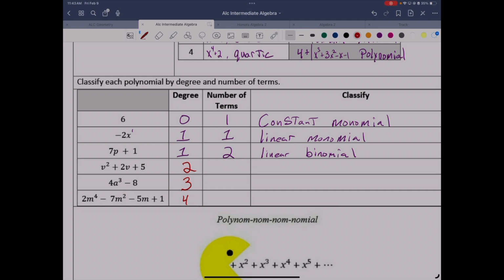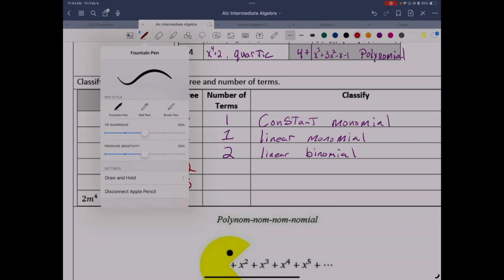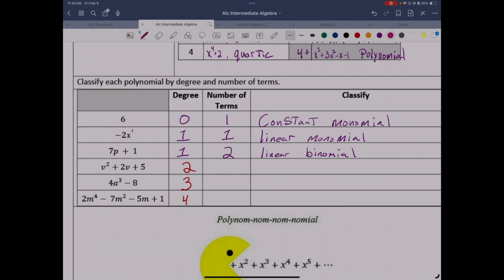All right, now let's talk about terms. List down the number of terms that each of them have. Okay, so 3, 2, and 3, 2, and 4.